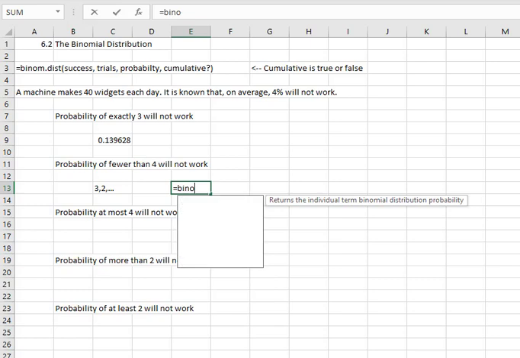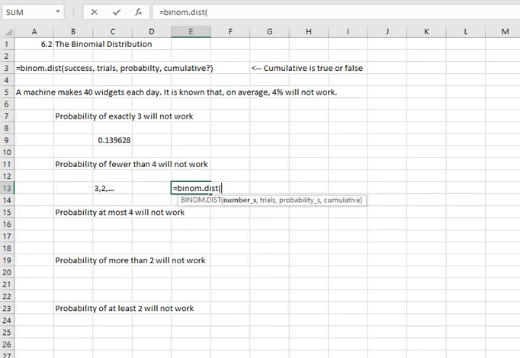We're going to say equals binom.dist, open a parenthesis, the number of successes, fewer than 4 means 3 or fewer successes, comma, the number of trials is still 40, comma, the probability is still 0.04, but this time we're going to say true to represent we want to add 3 and everything below its probability. When I hit enter, we find a probability of 92%.